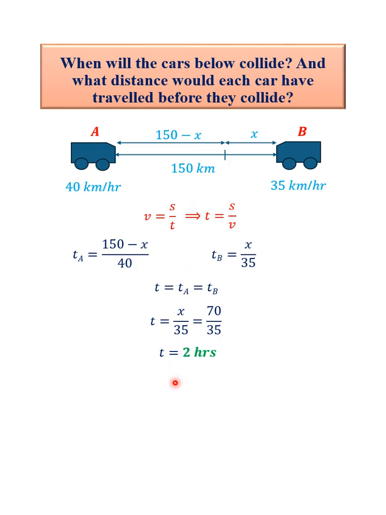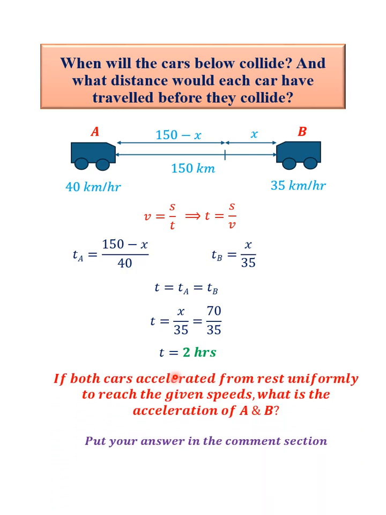Now that you've seen it's simple and you've understood how it is solved, I have a simple one for you as physics students or people that study physics or are interested in physics, right? If both cars accelerated from rest uniformly to reach the given speeds, what is the acceleration of A and B? We know that the speed of A is 40, the speed of B is 35. We are now saying that if both A and B started from rest and accelerated uniformly before they got to 40 and 35, what is the acceleration of A and B?